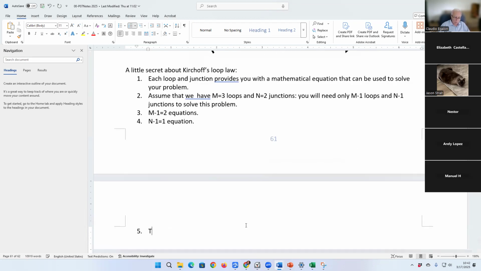Okay? To solve this problem, you will need to solve a system of 3 equations, right? 2 equations related to the loop and 1 equation related to the junction. Okay? And we are going to do that.